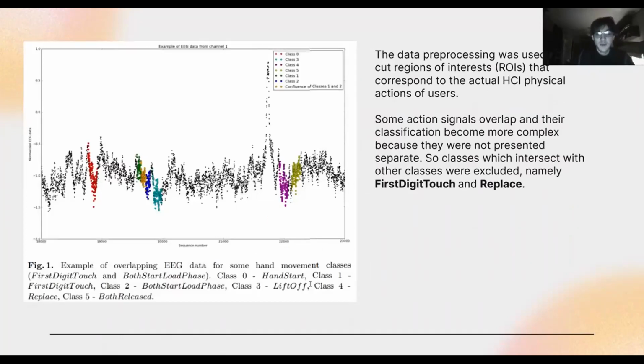The data pre-processing was used only to cut regions of interest that correspond to the actual human-computer interactions of users. Some action signals overlap and their classification becomes more complex because they were not presented separately. So classes which intersect with each other were excluded, namely first digit touch and replace.